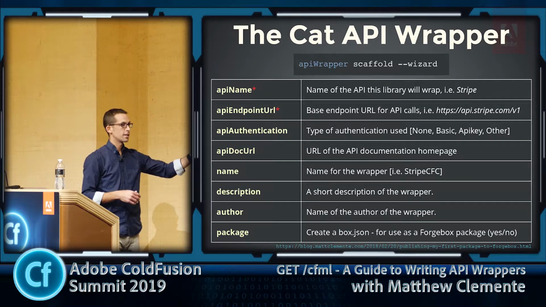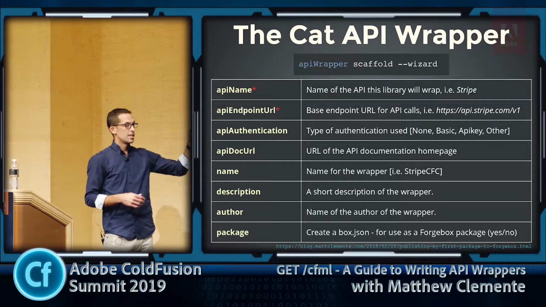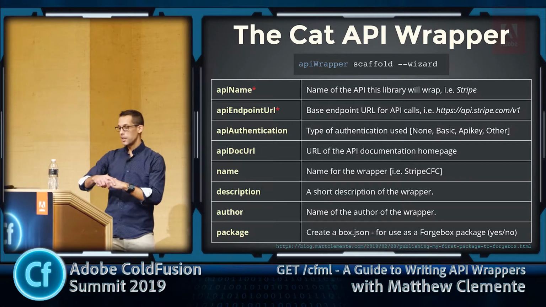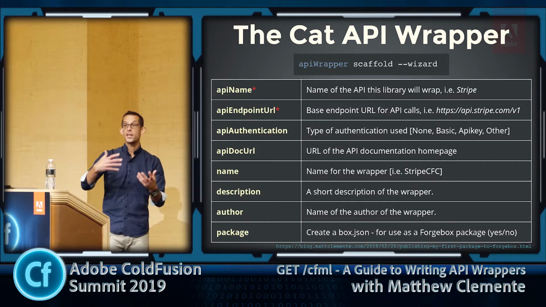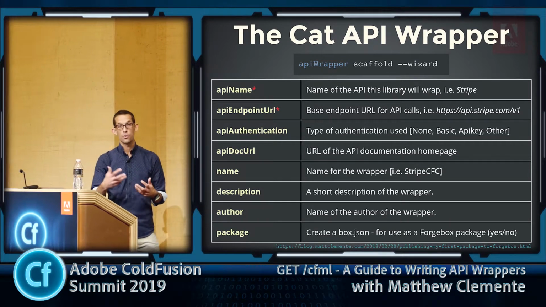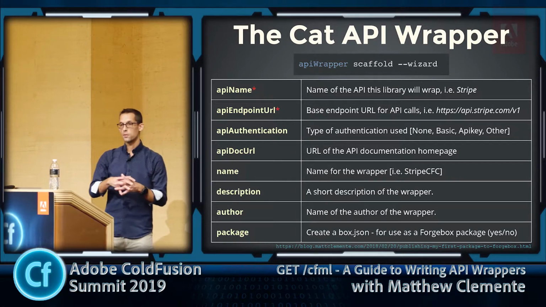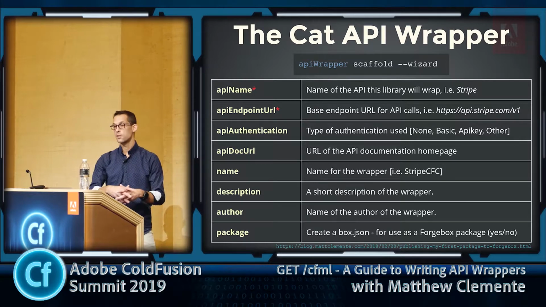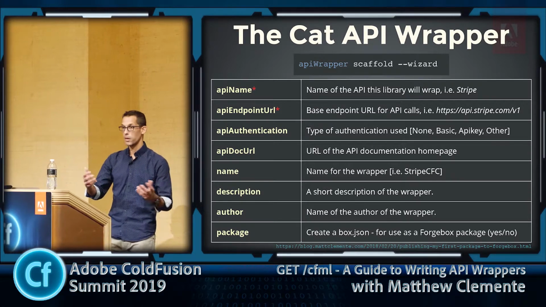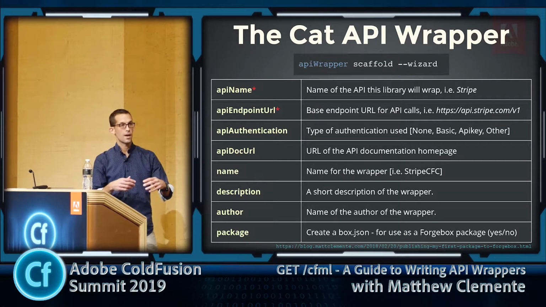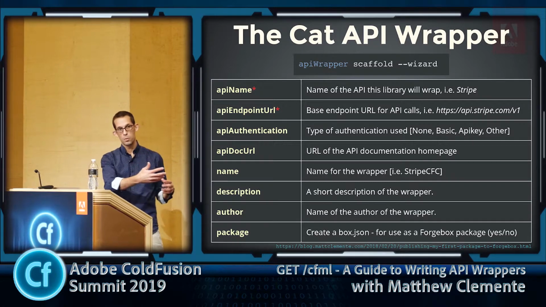This last one, package, is an option to add a box.json file. Basically what this does is it makes it so that you can share it on ForgeBox so that other developers can use it. Basically, the requirements for a package being put on ForgeBox is that you have a ColdFusion component and a box.json file which describes what your component does.